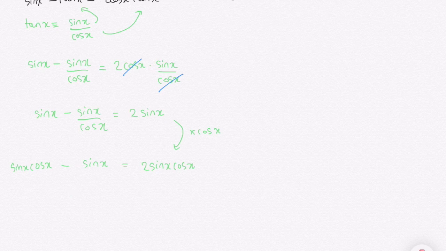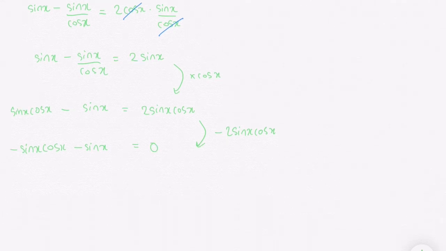Okay, well, if we subtract sine x cos x from both sides, we get minus... Actually, let's subtract 2 sine x cos x from both sides. Well, what do we get? Here we'll get 1 sine x cos x, subtract 2 sine x cos x, which is minus sine x cos x, minus sine x equals 0. And then taking a factor of perhaps negative sine x here, we get cos x plus 1. And be careful with this plus. It is a plus because we have minus sine x.